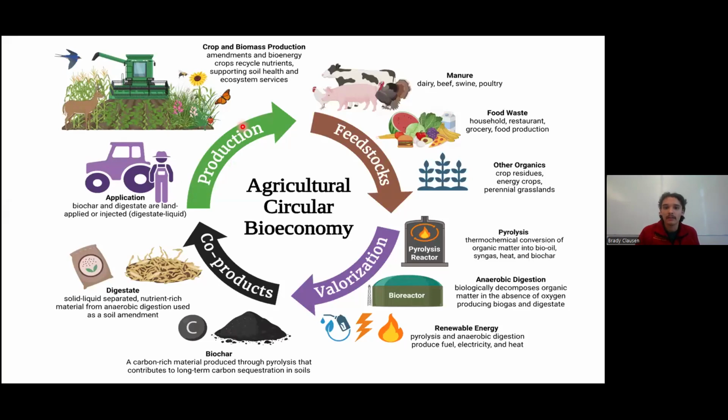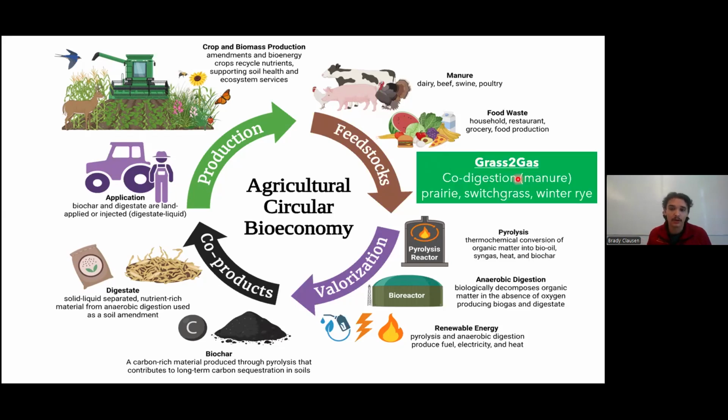So what exactly does a circular bioeconomy look like in terms of agriculture and then also Iowa? So really, I like to start in the top right here with our feedstocks. So you have manure, food waste, of course, from household, restaurant, grocery. And then we move into other organics like crop residues, energy crops, and perennial grasslands. So essentially, this is the organic matter that we are going to add that utility or value to. And in order to do this, we have to valorize it.